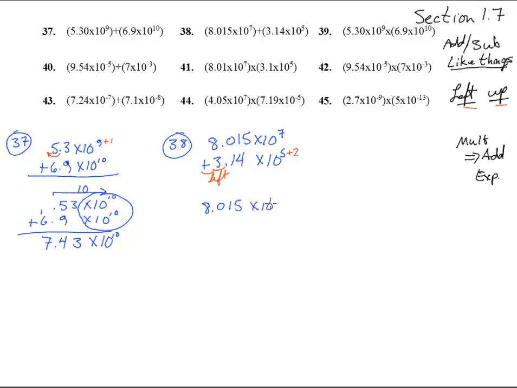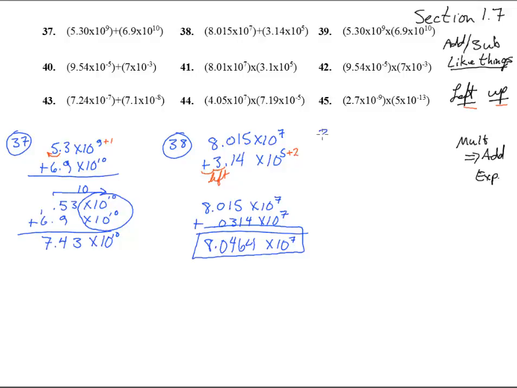So my problem now is 8.015 times 10 to the 7th plus 0.0314 times 10 to the 7th, since 5 plus 2 is 7. That's why I did that. So now we have 4, 6, 4, 0, 8. Those just all add up, all times 10 to the 7th. And we now have a correct answer.